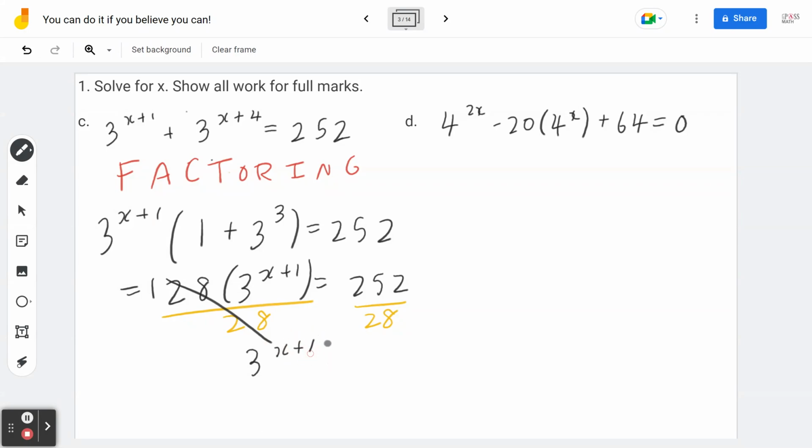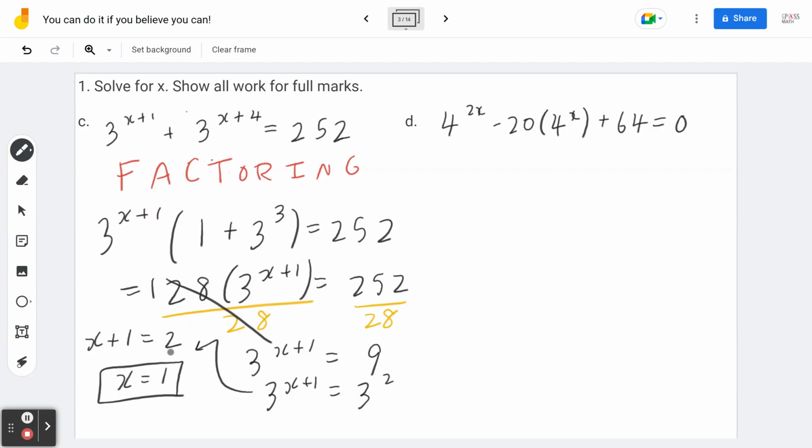So notice the question is no longer as difficult as it was from the first step. 9 is the same thing as 3 to the power of 2. So again, 3 to the power of x plus 1 equals 3 to the power of 2. When you have the same base, you can equate the exponents. X plus 1 equals 2. X equals 2 minus 1, which is exactly 1.